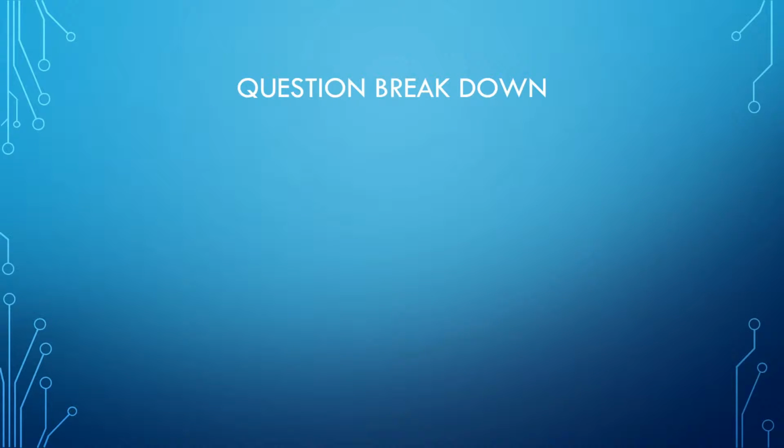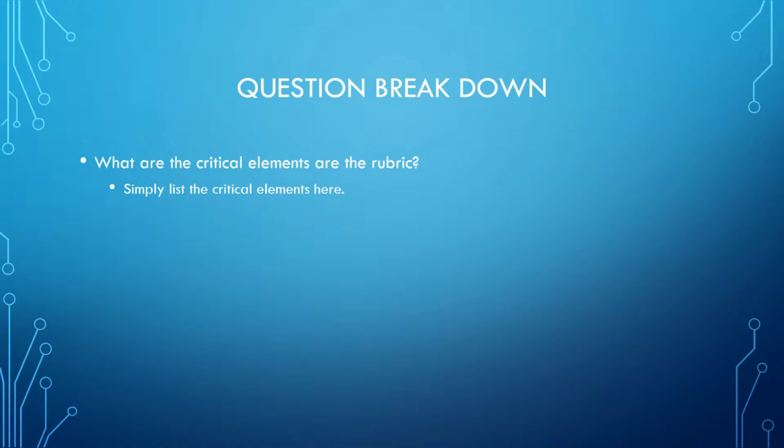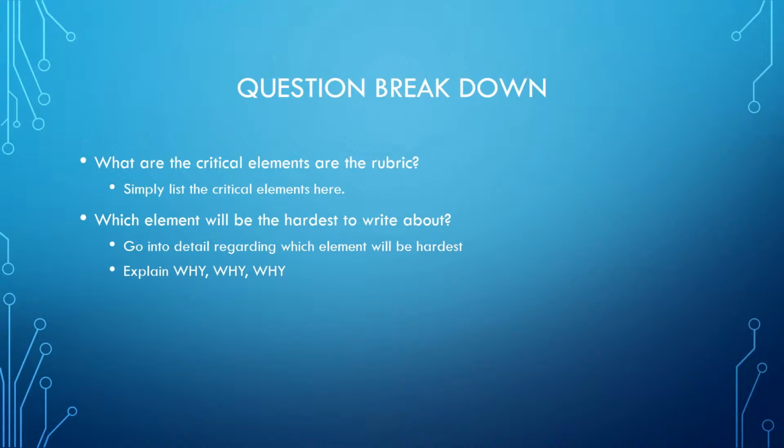So the next page, question breakdown. What are the critical elements? Just like I said, simply list the critical elements. The next thing, which element will be the hardest for you to write about? Simply go into detail regarding the element that will be hardest and explain why. If writing will be hardest for you, explain why. So you can say something like, I've always had difficulty with grammar and punctuation. This will be an area that I will struggle in on this paper. And you keep going into detail.